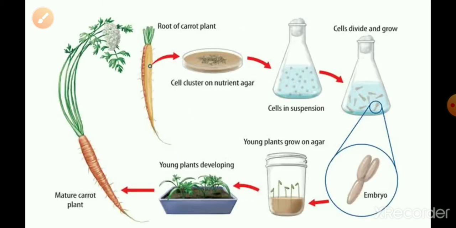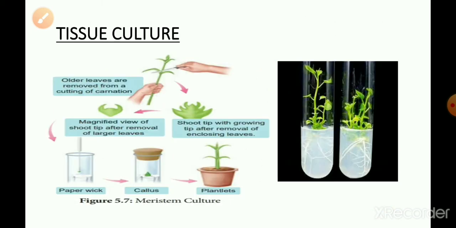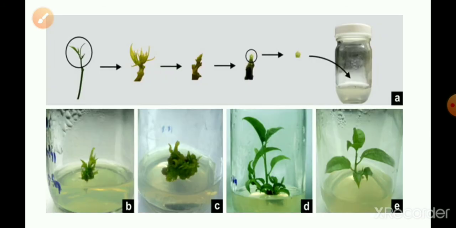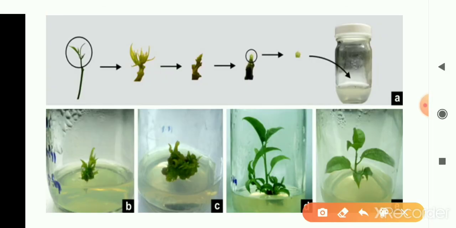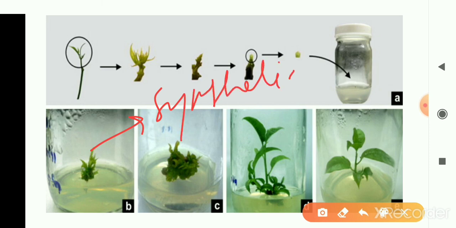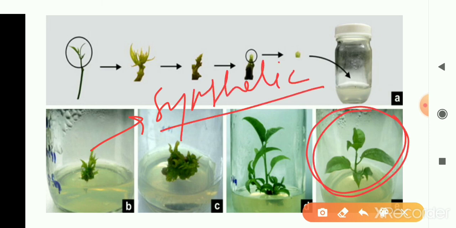Now there's another way the plants can be propagated artificially, and that is called tissue culture. Let's see what happens in this method. Tissue culture is a technique in which a small tissue of the plant body is grown in a synthetic medium, and then you get a complete plant out of it. So this is done in case of tissue culture.